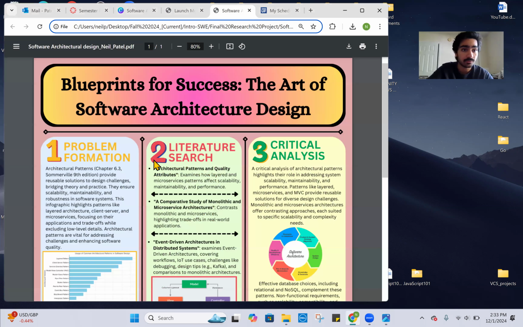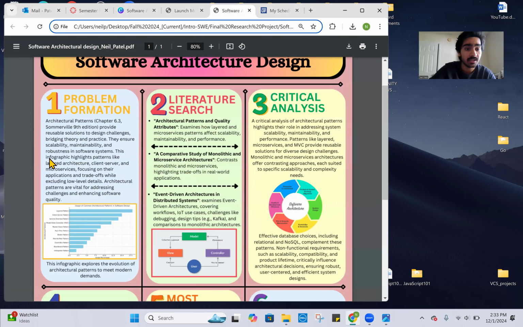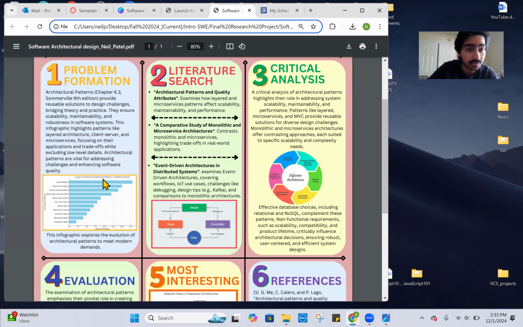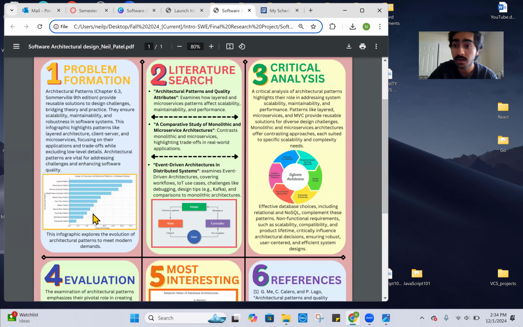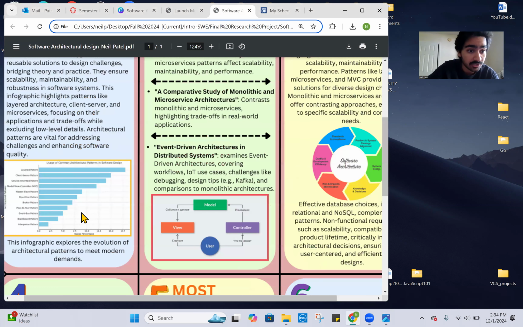Okay. And so the problem formation, we could see I have written the problem formation, and it goes into depth about talking about the different architectural patterns. And so throughout the years, the patterns of architectural design have changed. You can take a look at this graph right here. It very nicely depicts this.